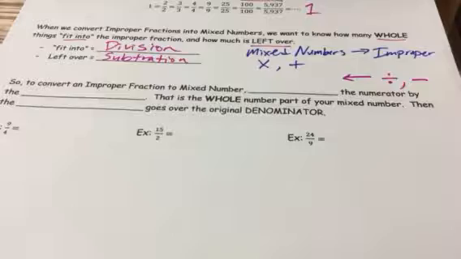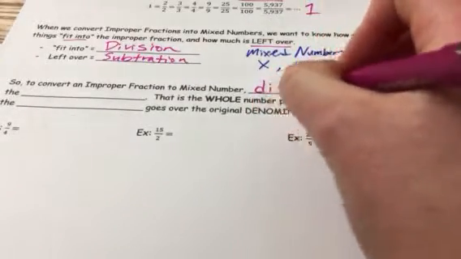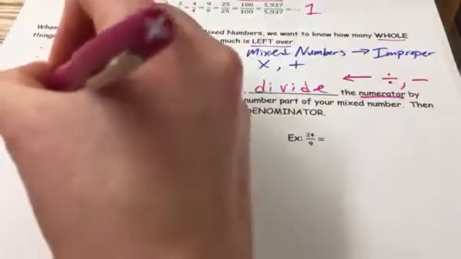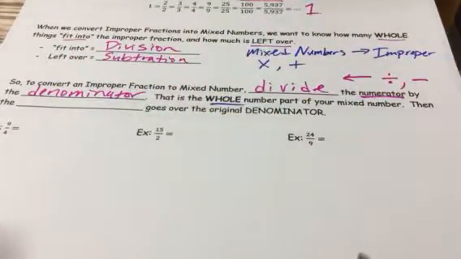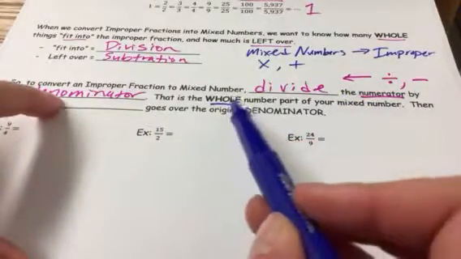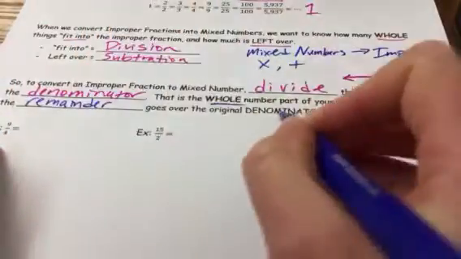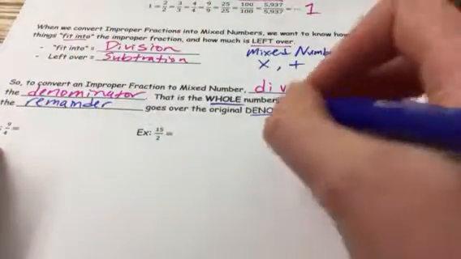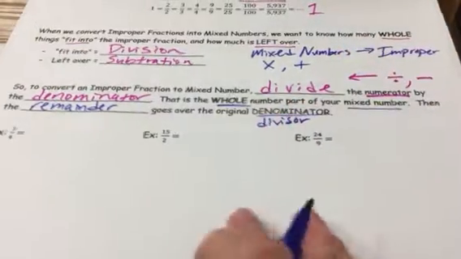To convert an improper fraction to a mixed number, we will divide the numerator by the denominator. That will be the whole number part of your mixed number. So however many full times that your denominator fits into your numerator, that is your whole number part of your mixed number. Then the remainder goes over the original denominator or the original divisor. That was our original divisor.